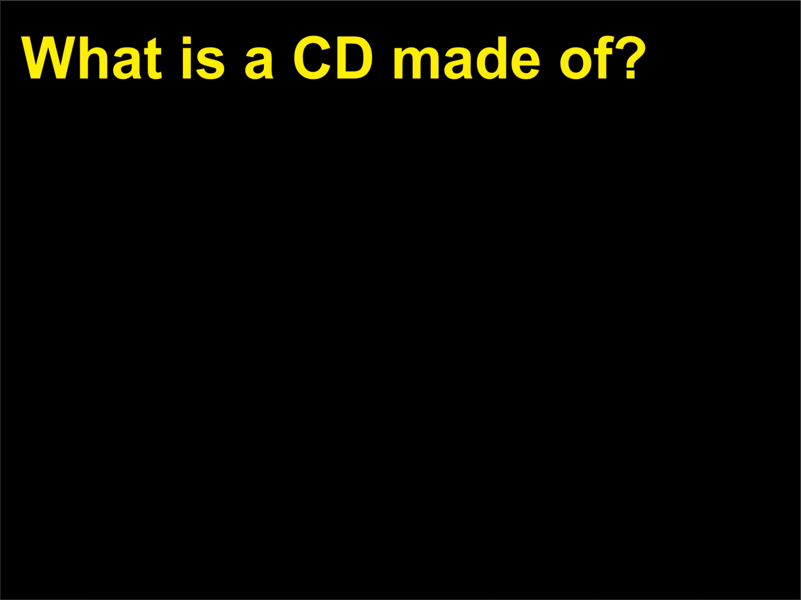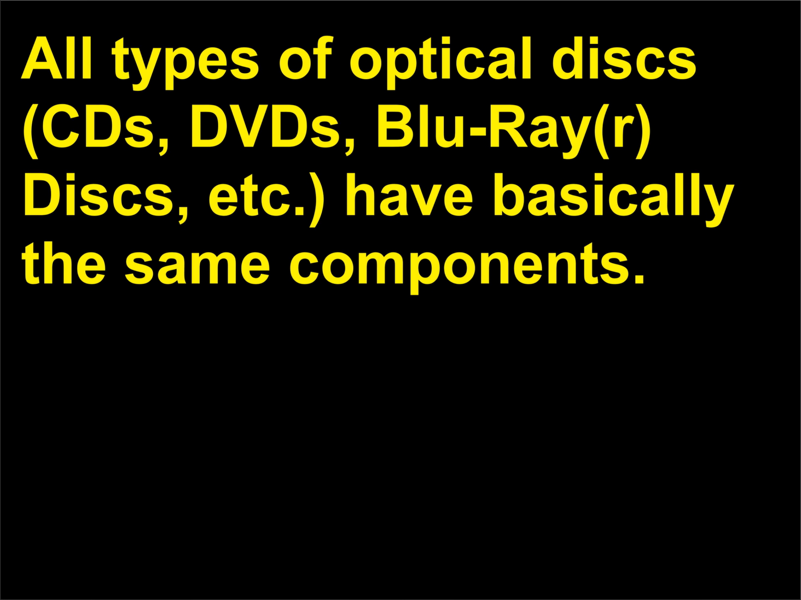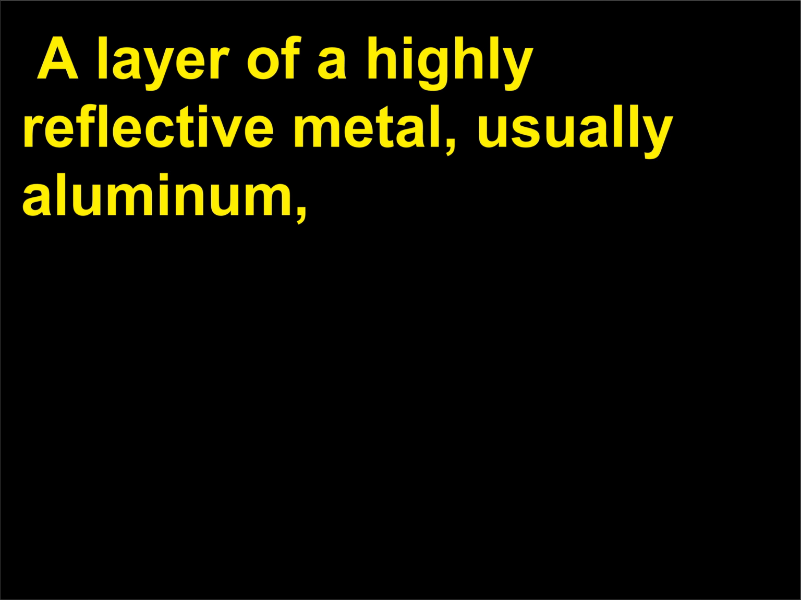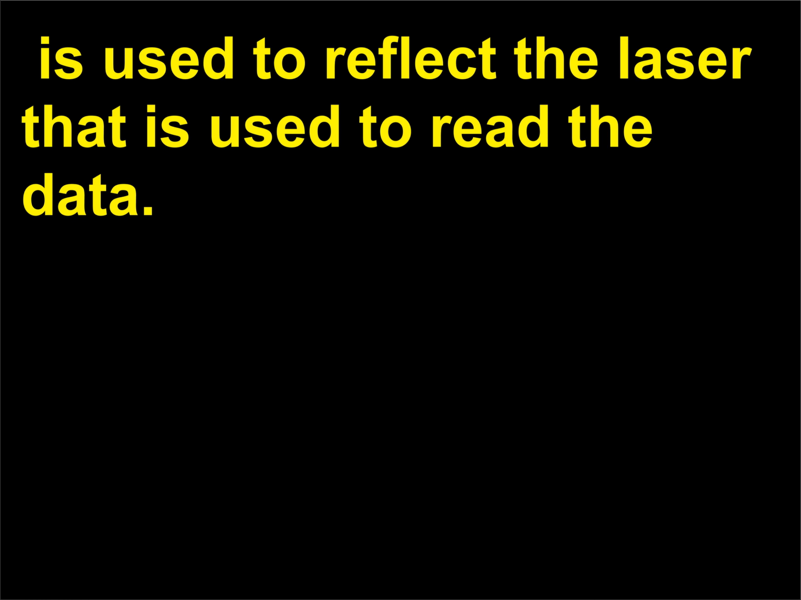What is a CD made of? All types of optical discs, CDs, DVDs, Blu-ray, R discs, etc., have basically the same components. The outer layer of clear polycarbonate plastic protects the inner layers that contain the data from damage. A layer of a highly reflective metal, usually aluminum, is used to reflect the laser that is used to read the data.